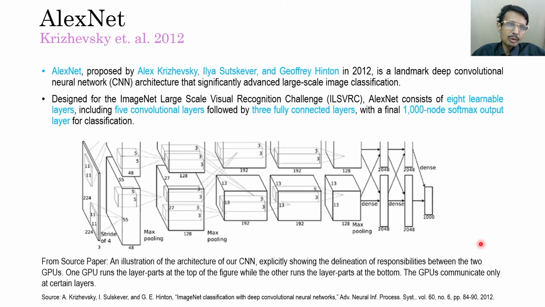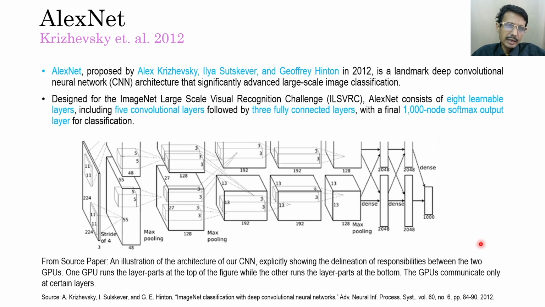The next important convolutional neural network is AlexNet. AlexNet is basically the first landmark deep convolutional neural network which won the ImageNet Large Scale Visual Recognition Challenge, ILSVRC. AlexNet was proposed by Krizhevsky and Hinton et al. in 2012.